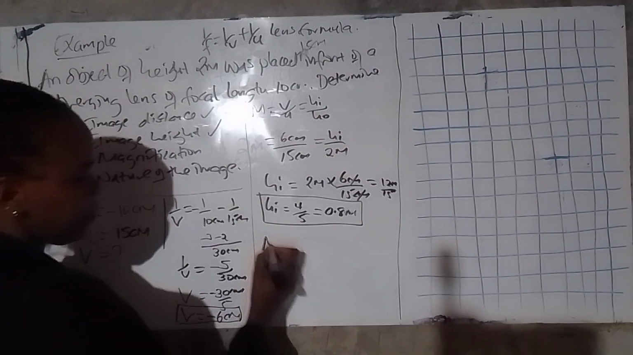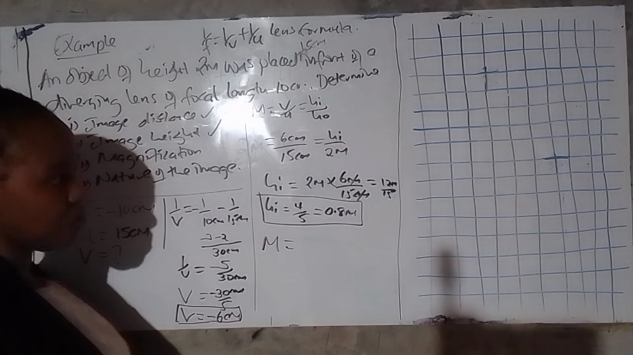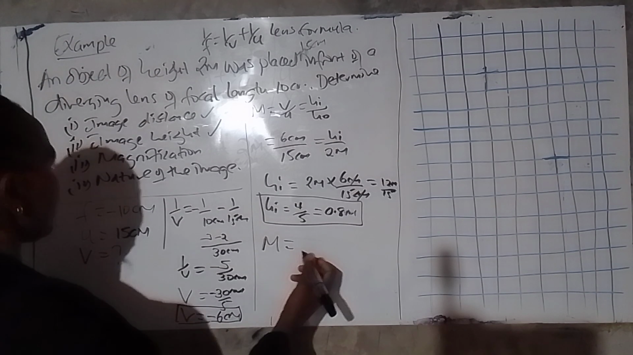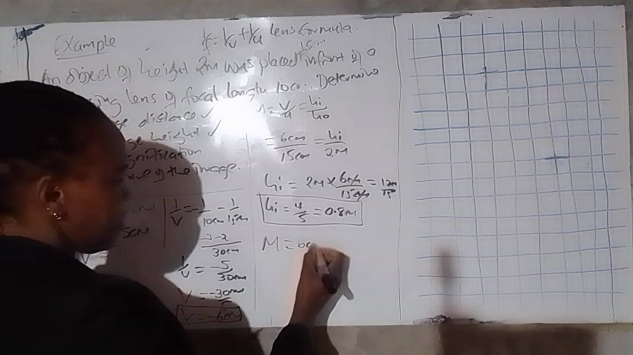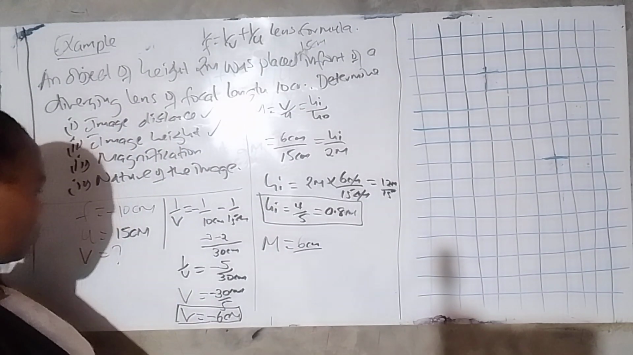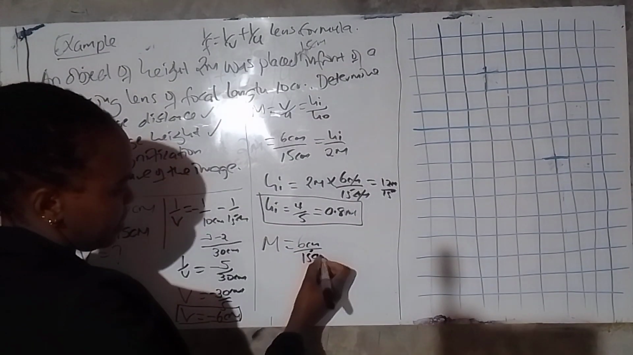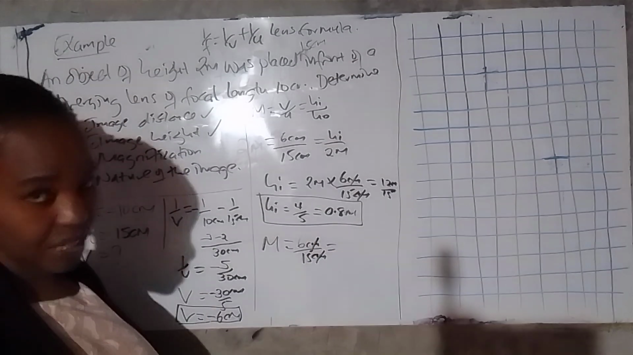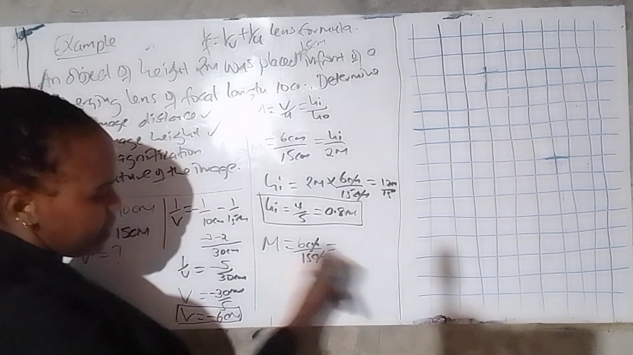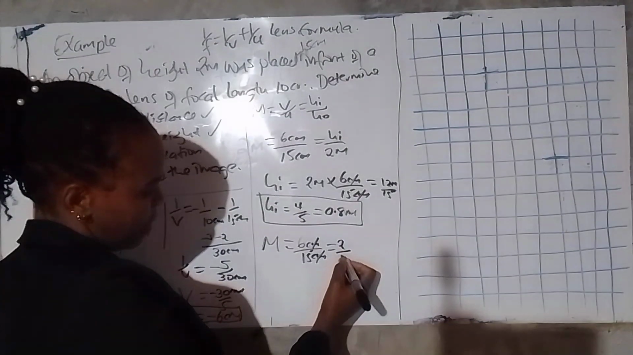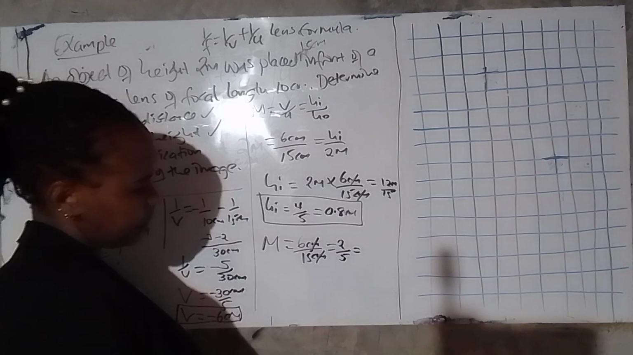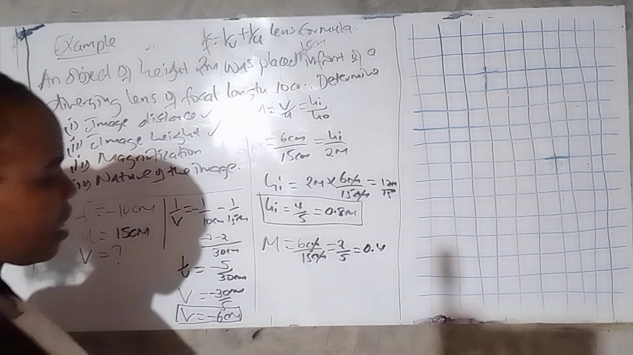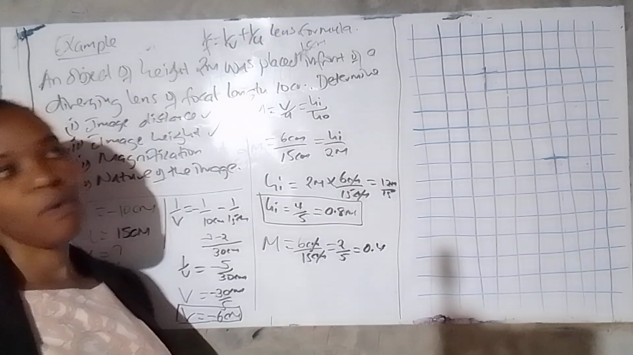So magnification, we have the formula V over U, or simply height of image over height of object. If we do that, V is 6 centimeters divided by U, which is 15 centimeters. Remember, magnification is a ratio, it has no units. So divide by 3, that is 2 over 5, which is 0.4. So magnification is 0.4, meaning the image is smaller than the object.